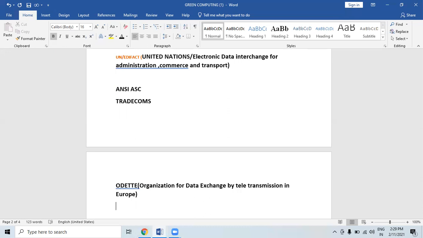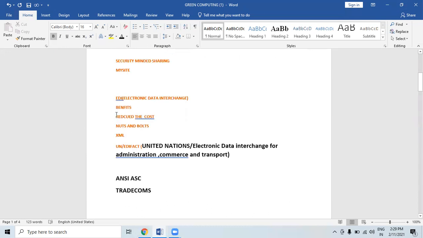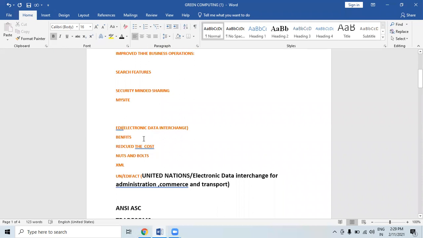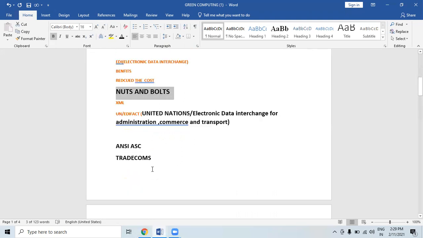So VICS, that is the Voluntary Inter-industry Commerce Standard, is used within the retail industry of North America. So this is about the goods and this is about this. This comes under this point.